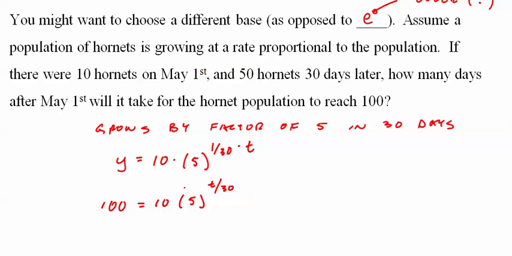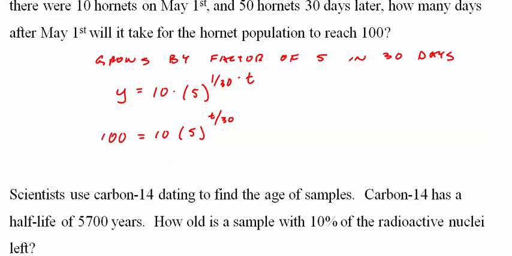Again, take the natural log of both sides. Actually, my bad. Divide both sides by 10 first. Then take the natural log of both sides. No, don't take the natural log of both sides. Not doing my job very well here. Yes, take the natural log of both sides. Goodness gracious.